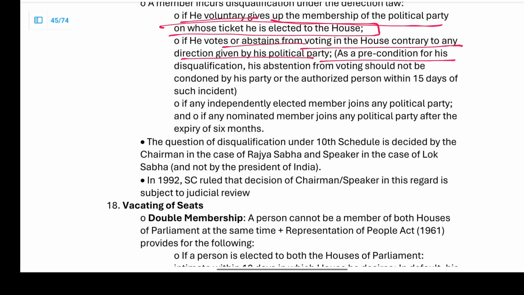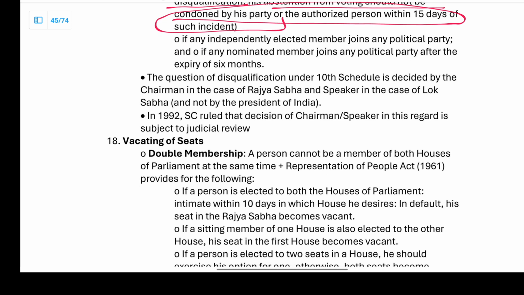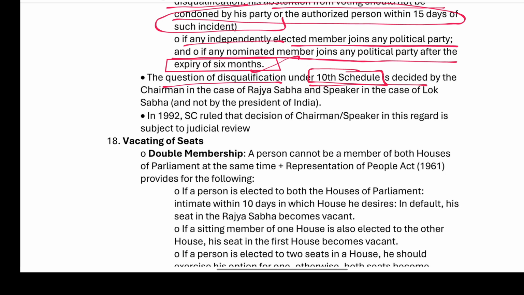As a precondition for this disqualification, his abstention from voting should not be condoned by his party or authorized person within 15 days of such incident. If any independently elected member joins any political party, or if any nominated member joins a political party after a period of 6 months, the question of disqualification under the 10th Schedule is decided by the Chairman in case of Rajya Sabha and the Speaker in case of the Lok Sabha.